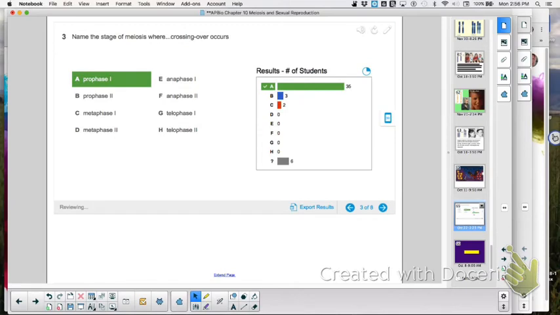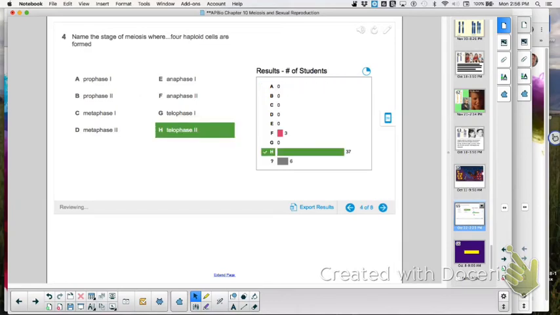Crossing over only occurs in prophase 1. That's not something where you go, I don't understand. It's just like, this is my left hand and this is my right hand. Crossing over occurs during prophase 1. I don't know what else to tell you. This is a Chromebook. This is a water bottle. Synapsis and crossing over occur during prophase 1.